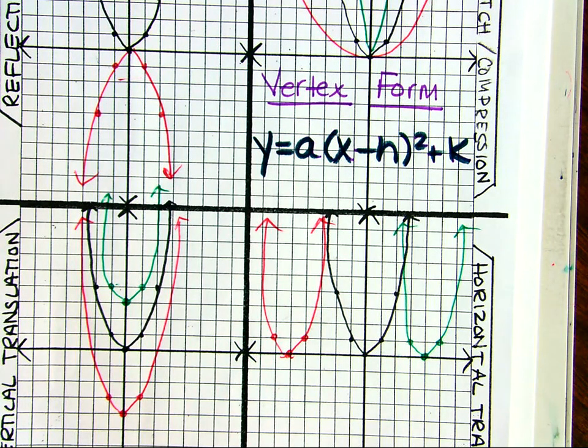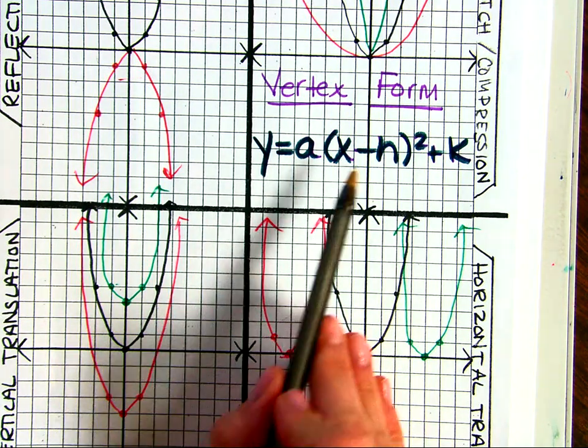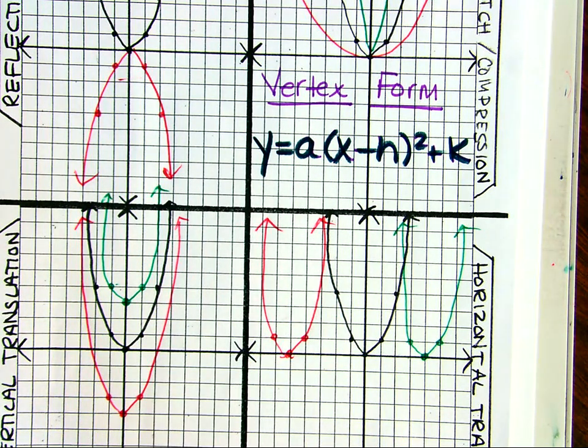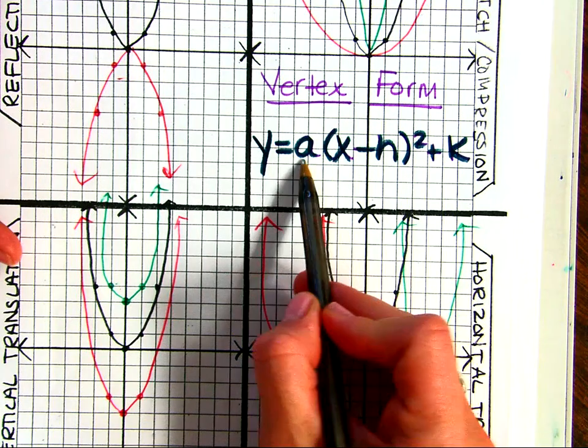So why do you think they call this vertex form? Because just from looking at it, without doing any rearranging or calculating, you can find the vertex of this parabola. And that's your main learning target for today. If you can find the vertex of every parabola I give you in vertex form, you're good. It's really easy.